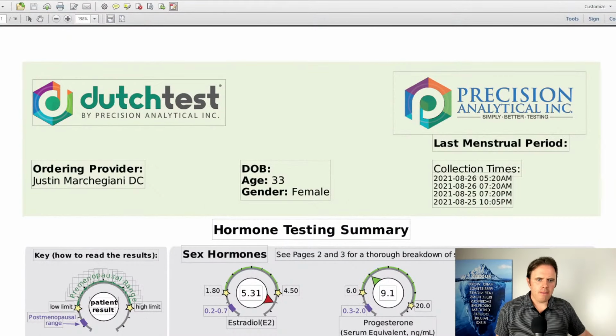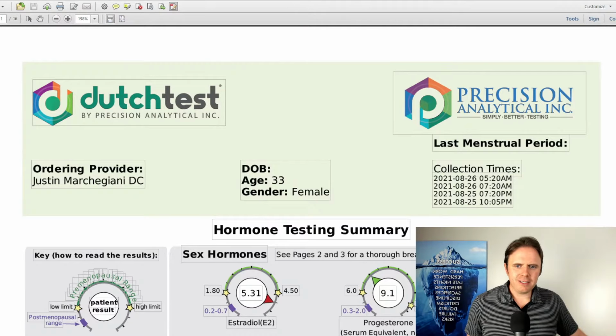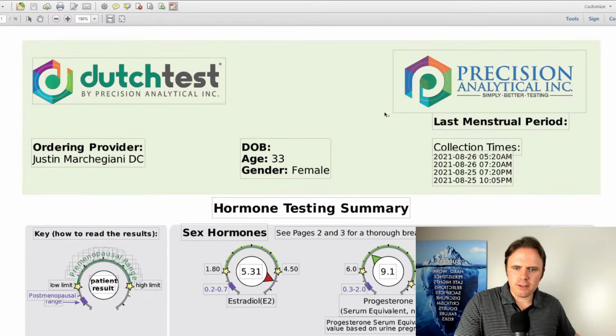So again, I'm in the trenches all week with patients. So this isn't theory for me. This is actual practice. So this is how it looks. This is a 33-year-old female that I saw today.